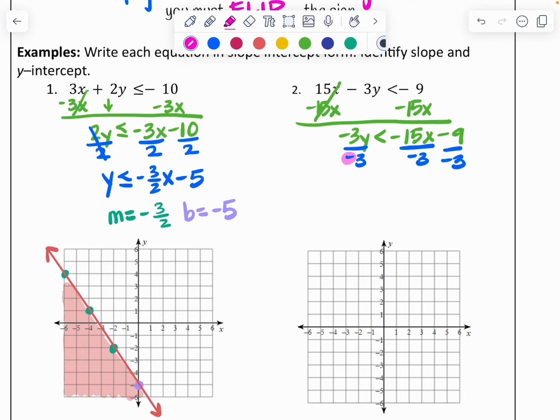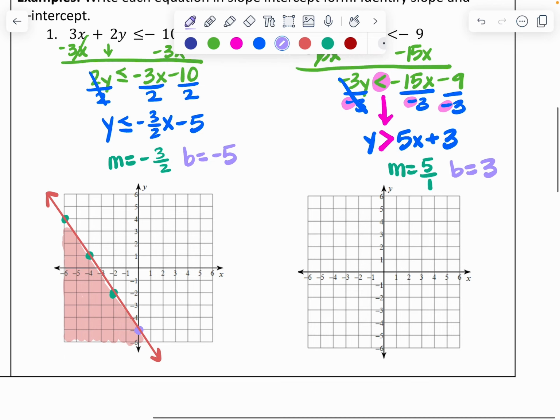This is where you can't forget. If you're dividing by a negative number, this symbol has to flip around. So now it's going to point the other direction. So I will end up with y is greater than positive 5x plus 3. My slope is 5 over 1, and my y-intercept is 3.